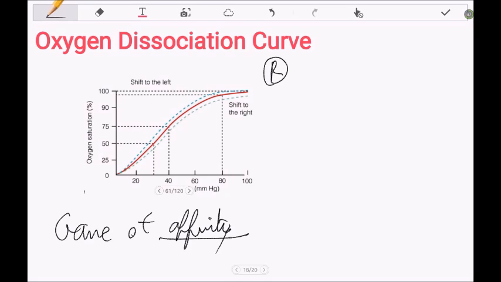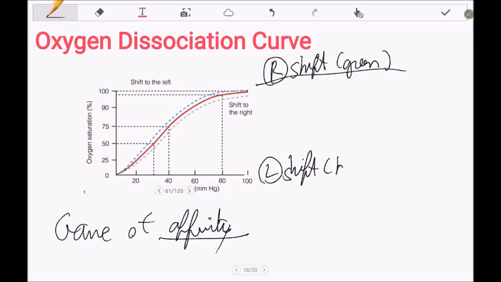So right, shift, and we're going to put here the green line, okay? And the blue, as you can see, has shifted towards the left, okay? So L for left shift, and this is blue, okay? So now, what's the significance?